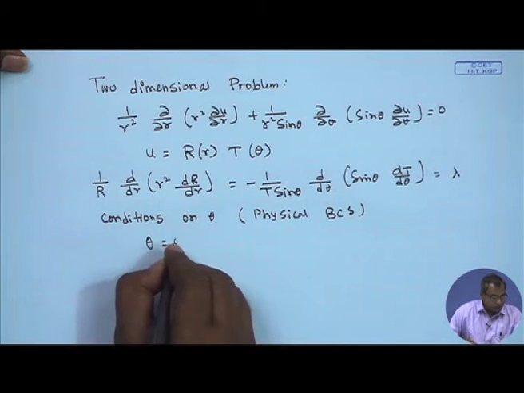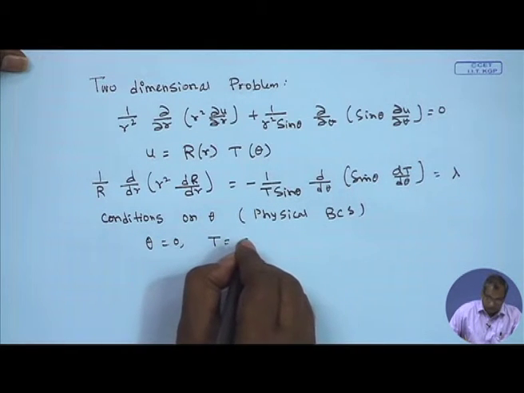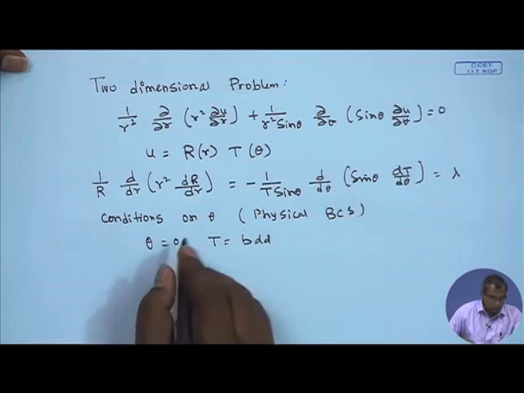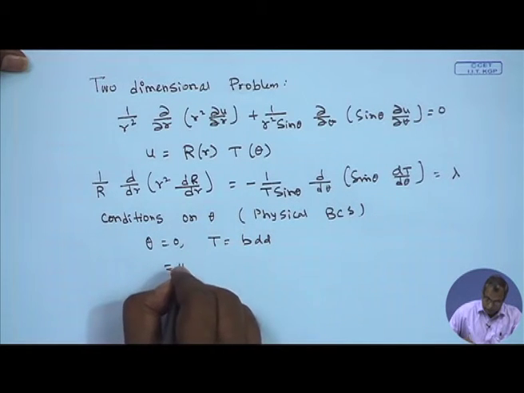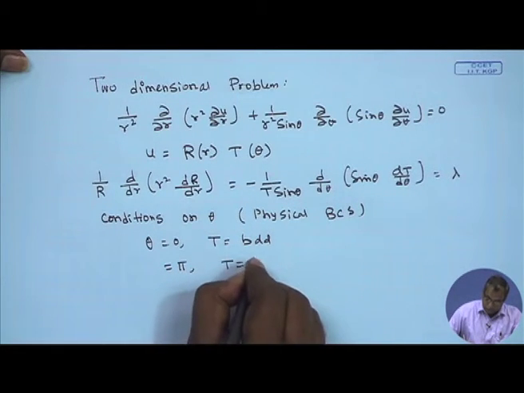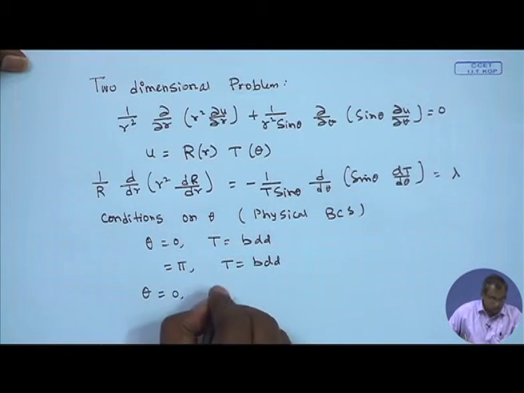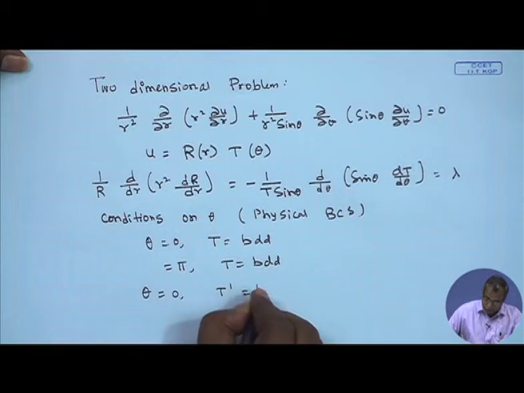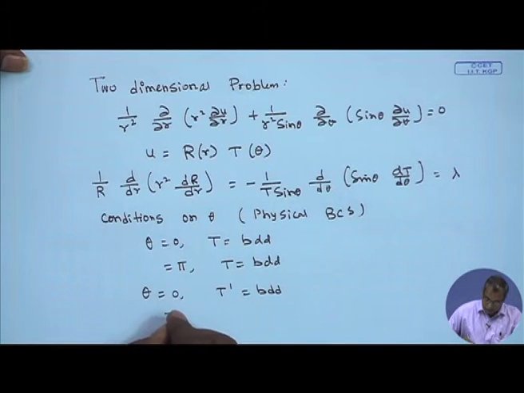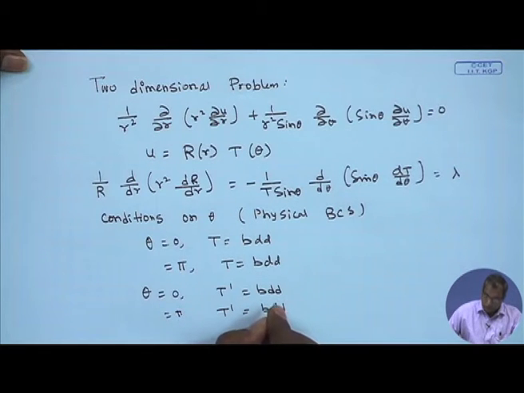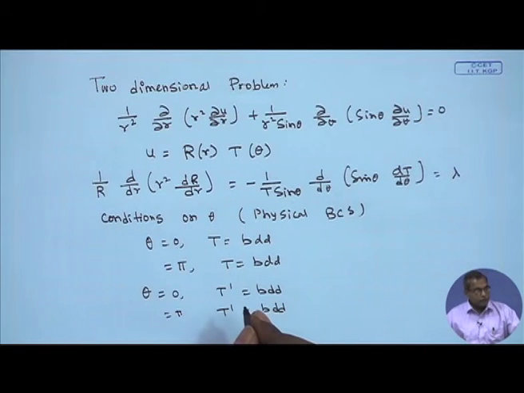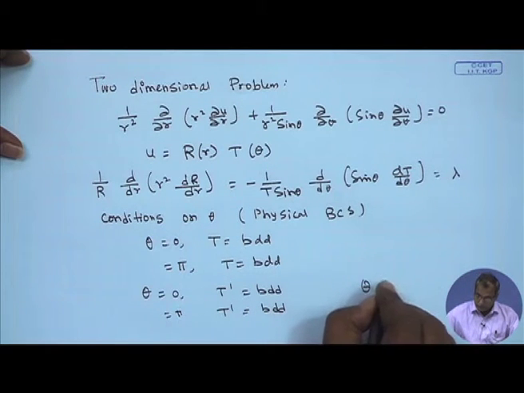At theta equal to 0, T is bounded; at theta equal to pi, T is bounded. At theta equal to 0, T prime is bounded, and at theta equal to pi, T prime is bounded. So, these boundary conditions have to be satisfied, and theta is basically varying from 0 to pi.